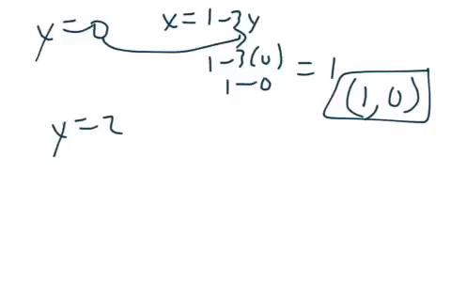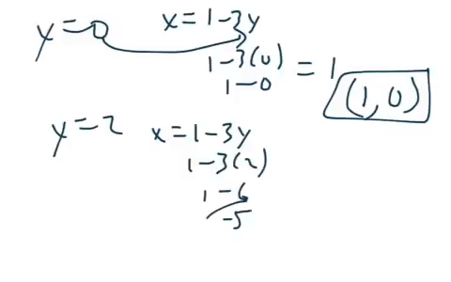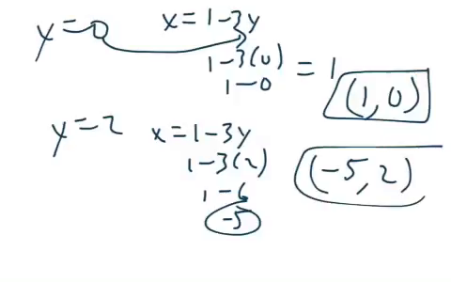There is one of our solutions. Next, let's do the y equals 2 right here. I know x equals 1 minus 3y again. 1 minus 3 times 2 is 1 minus 6, which is negative 5. So a negative 5 for x came from y equal to 2. And that again is my second solution. So I have 2 points right here, guys, and these are my 2 solutions.